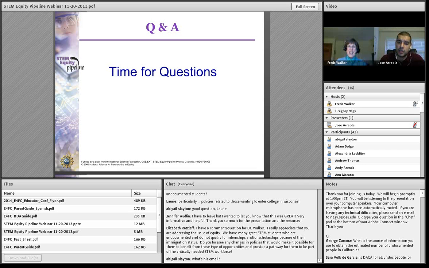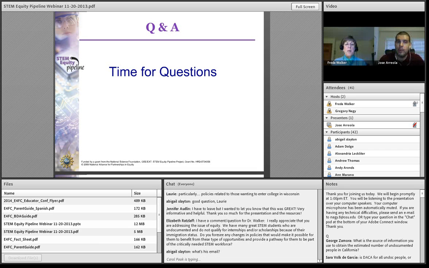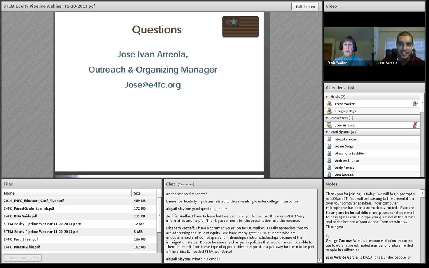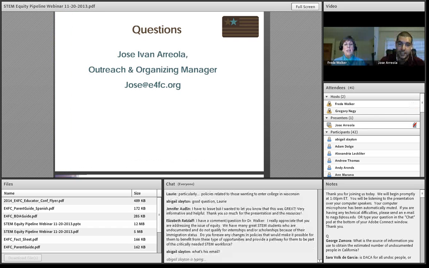Okay, someone has just asked where his email is. On the left-hand side in the download files, there's a resource document, and his email is in that. Because I just downloaded that one, and you're going to find his website is, and there it goes. He's putting it up again for you. That's easy enough. educatorsforfairconsideration.org. Jose.